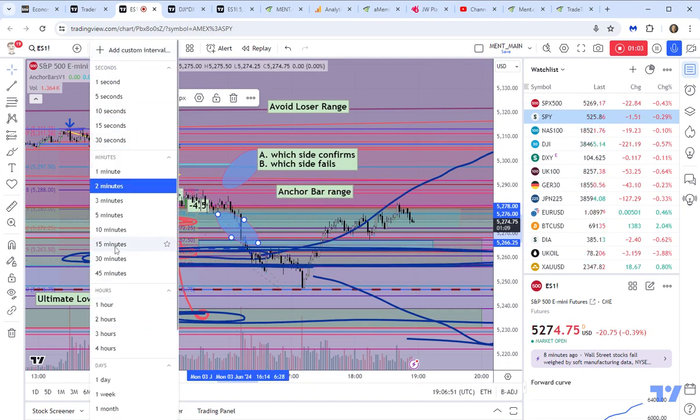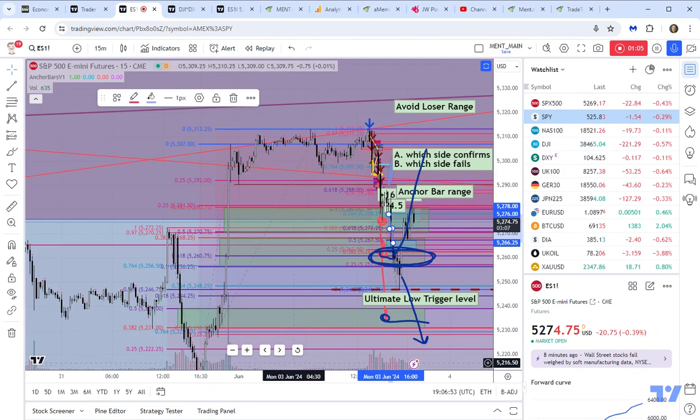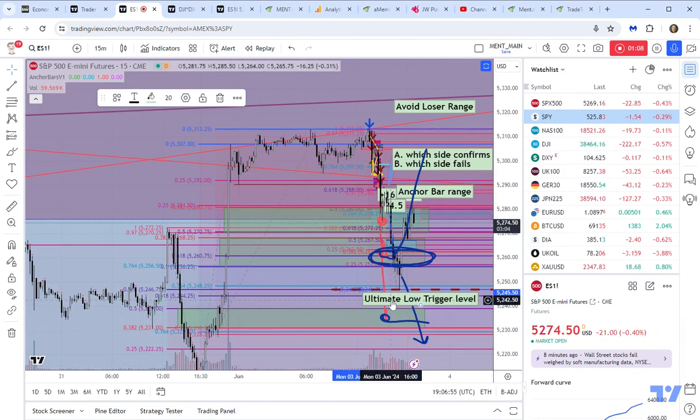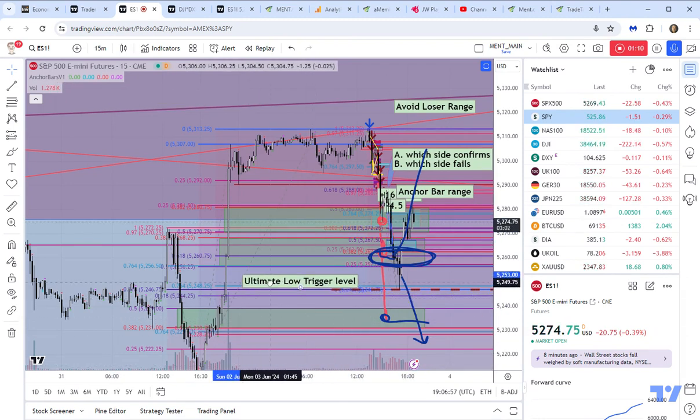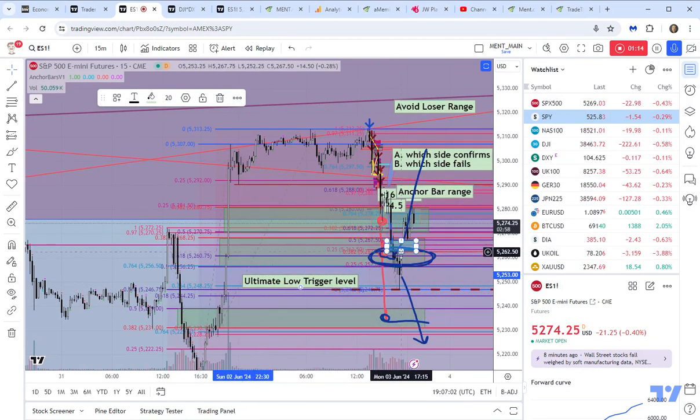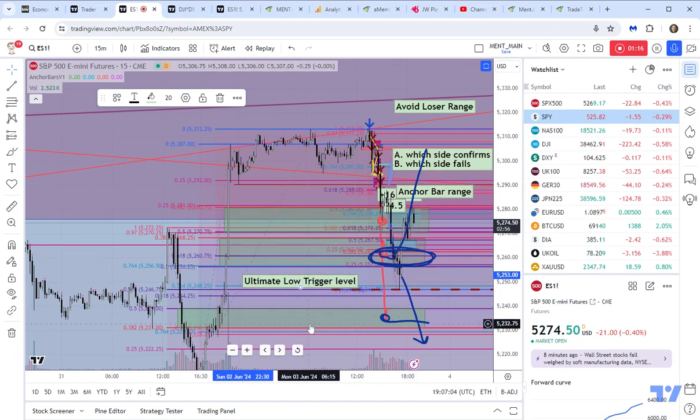Take a look at this 10-minute or 15-minute chart. You can see the support levels that I highlighted. This is now our ultimate low down here. But you can see how I highlighted this support level. We came right to that level. We came back down here to this 5.0 level, looks like right here.